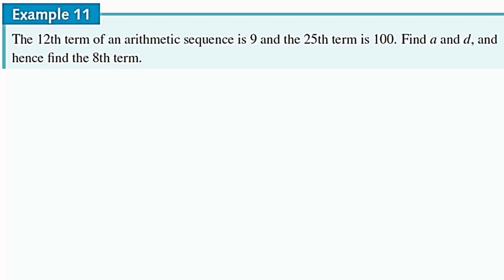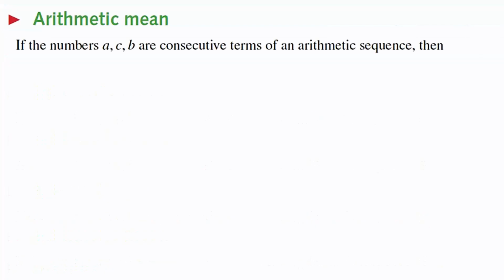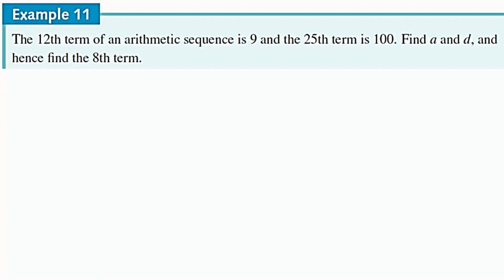Try this one then. Each one comes back to how well you understand theory. If you understand theory, you can work this out. Same drill again. Got your formula. You know that it's an arithmetic sequence. They tell you the 12th term, so T12 is 9, and T25 is 100. Find A and D. Once you find A and D, find the 8th term.